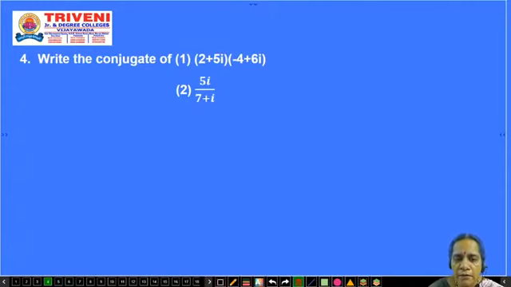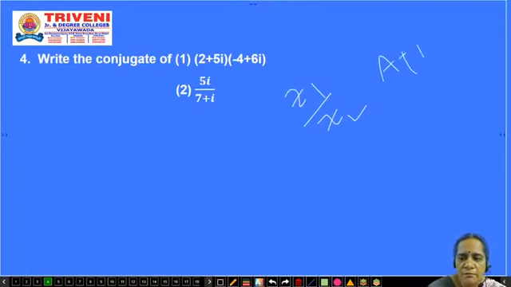For a problem in the form z1 z2, first we have to multiply the numbers, then write in the form of a plus ib, then write the conjugate of that. Similarly for z1 by z2, we have to write the complex conjugate of z1 by z2: first rationalize the denominator, then convert into a plus ib form, then write the complex conjugate of that one.